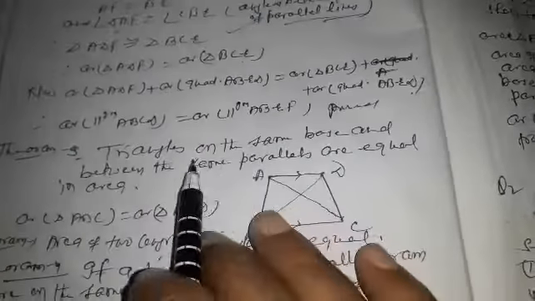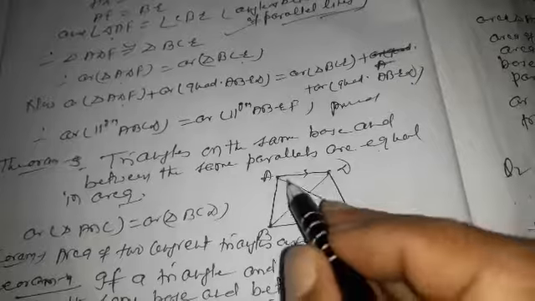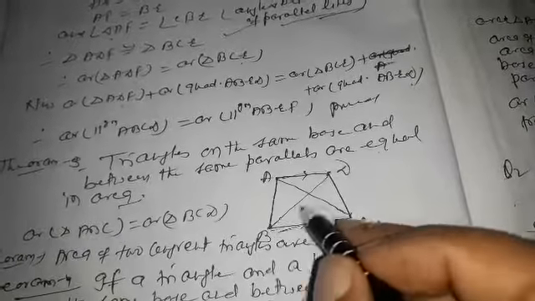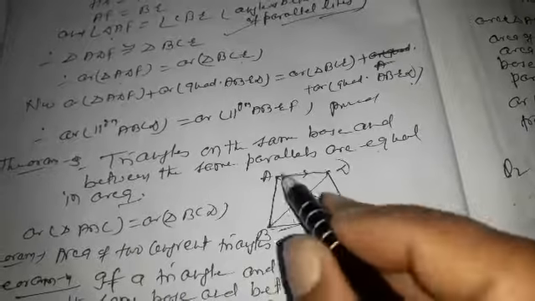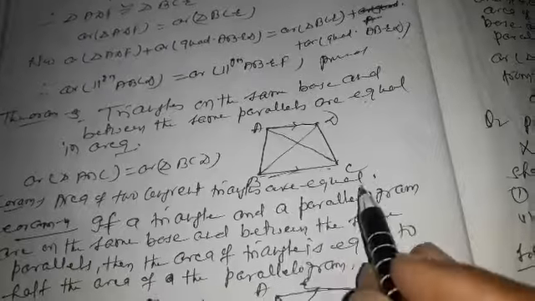Now the next theorem is that triangles on the same base and between the same parallels are equal in area. If two triangles like BCD and BCA are on the same base BC and between the same parallels, they are equal in area. It means area of triangle ABC is equal to area of triangle BCD. Next theorem, the areas of two congruent triangles are equal.